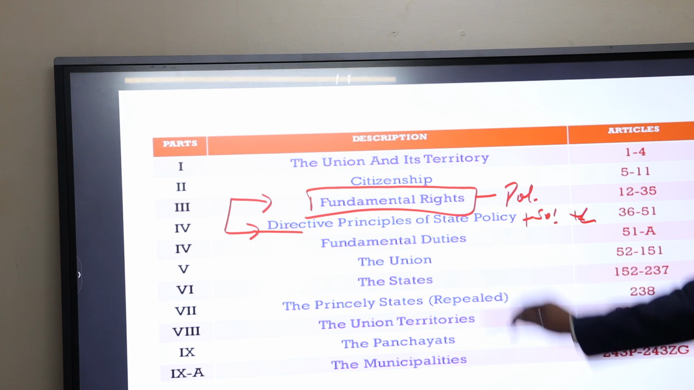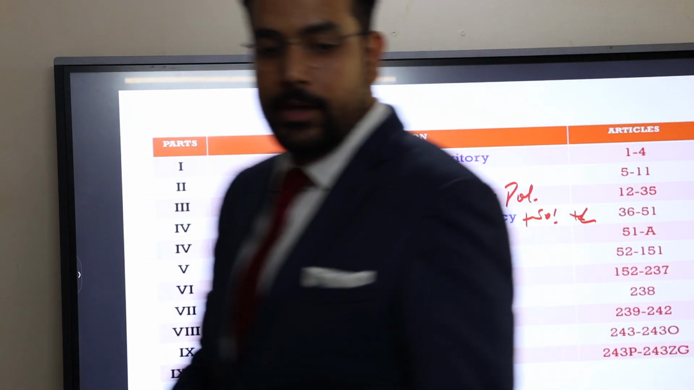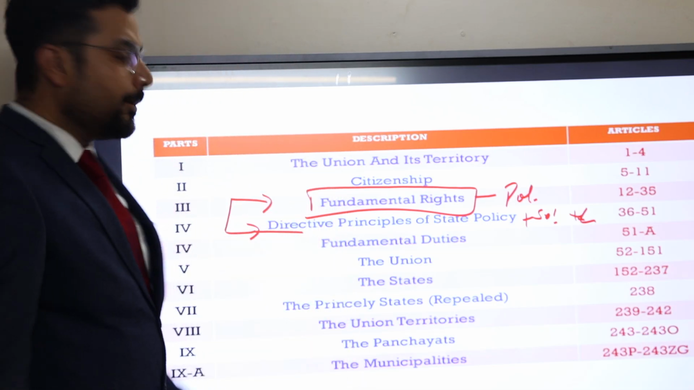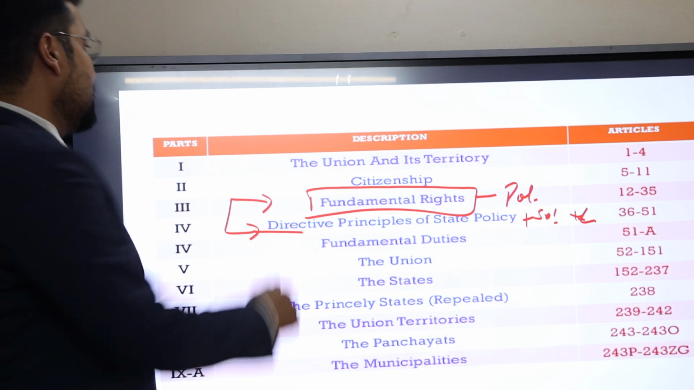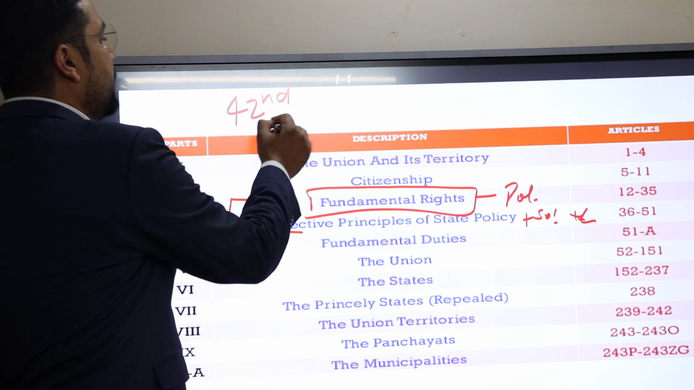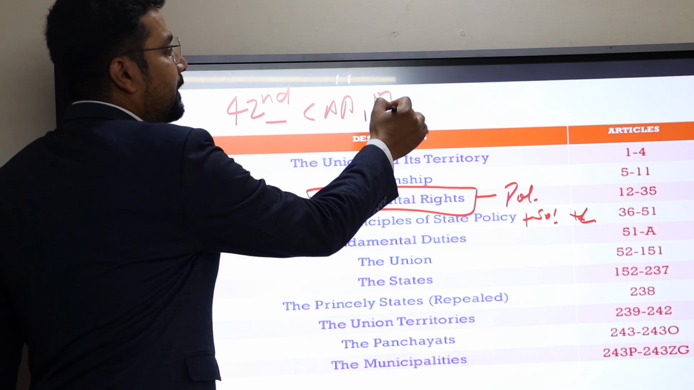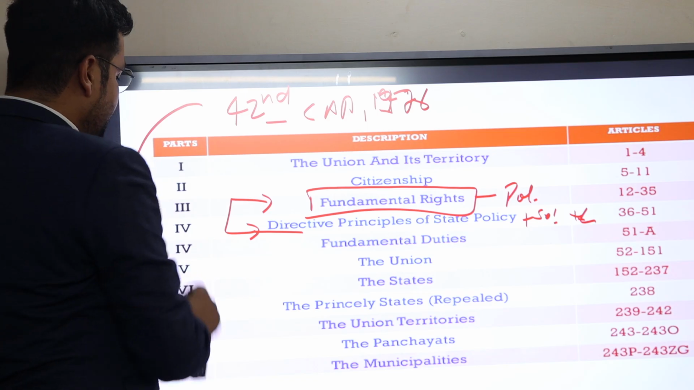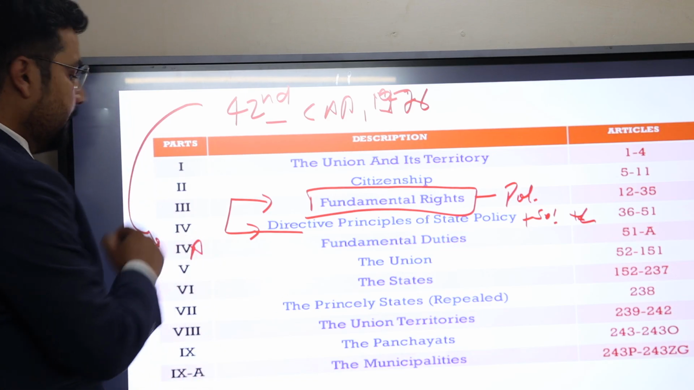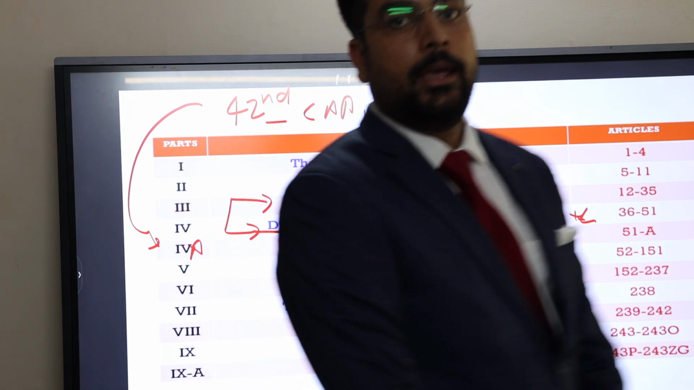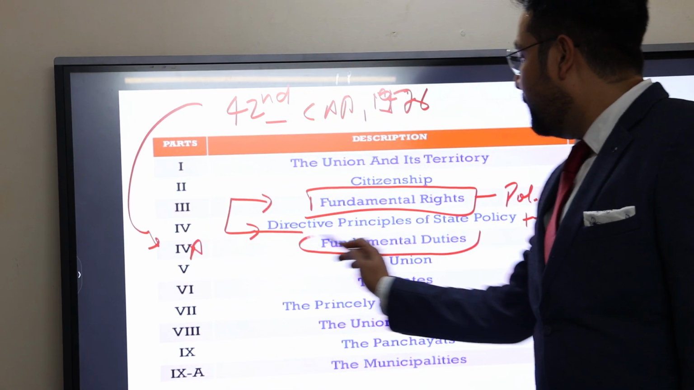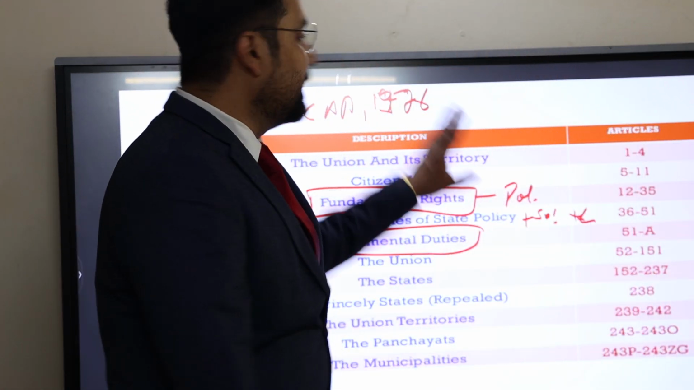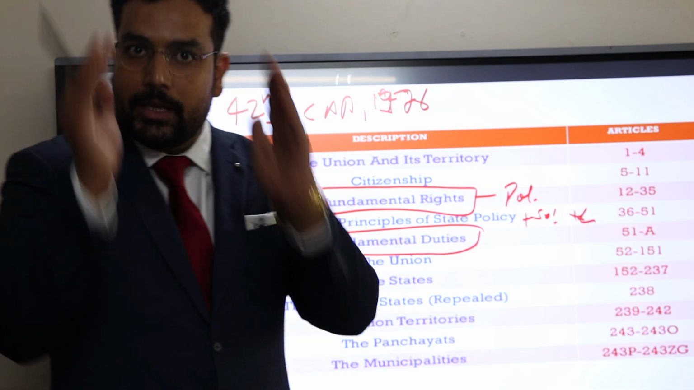Later, during the period of Indira Gandhi, we will see the glorious period of Indira Gandhi in the subsequent videos. But here, I will add one more thing. During the period of Indira Gandhi, the Mini Constitution of India was brought in 1976, through which one new chapter was added to the constitution, called Part 4A. Initially, at the time of implementation, this fundamental duties chapter was not there. It was added later in 1976 by Indira Gandhi. Keep that in your mind.